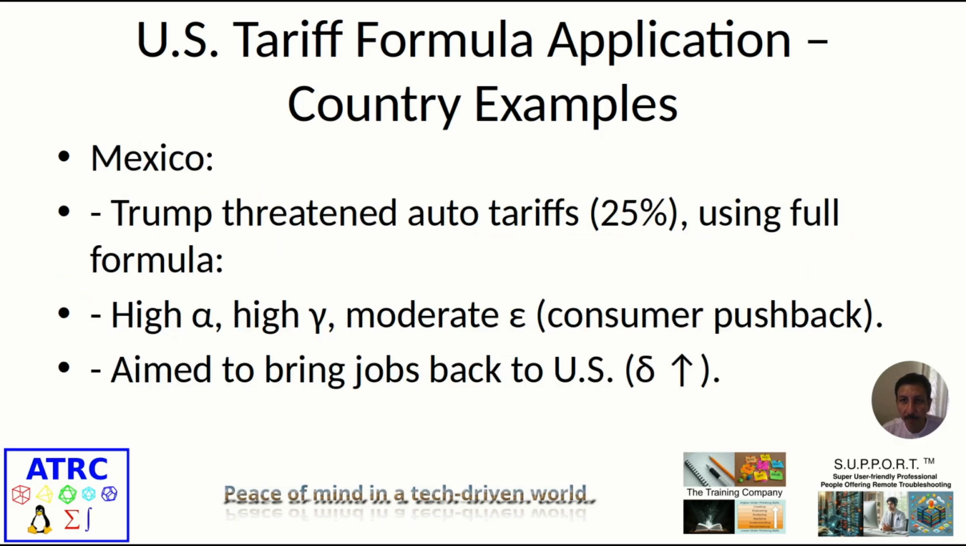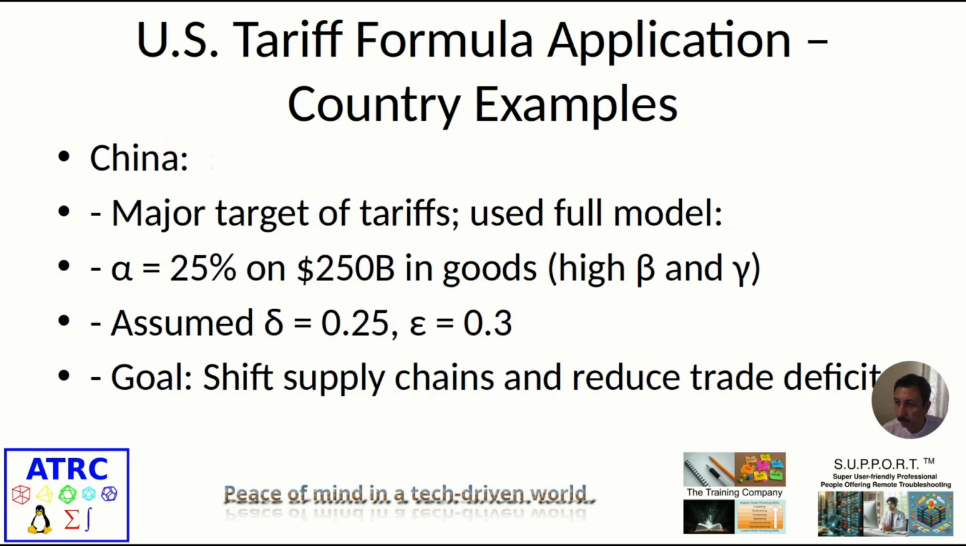Mexico, which is a big part of the Trump strategy, which he threatened with 25% tariffs on cars. This means the alpha was high, the gamma was high, but the elasticity was also moderate, so there would be some consumer backlash. Not a great amount.